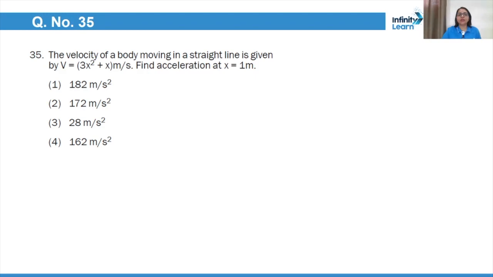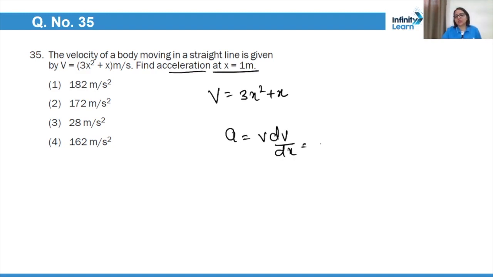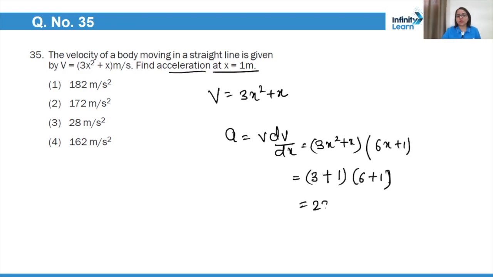Question number 35. The velocity of a body moving in a straight line is given as 3x square plus x meter per second. Find acceleration at x equals 1 meter. So acceleration is given as v dv by dx. v is 3x square plus x and dv by dx is 6x plus 1. Now let's put the value of x equals 1. So it is 3 into 1, so 3 plus 1, into 6 plus 1. So this is 4 into 7, that is 28 meter per second square, which is option 3.